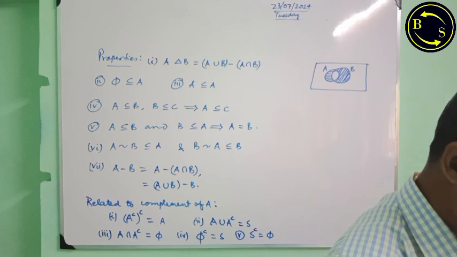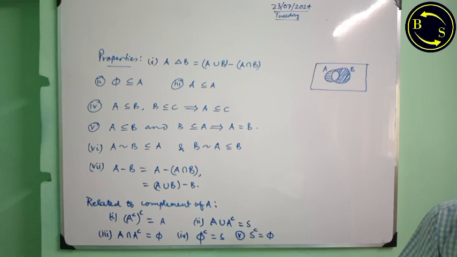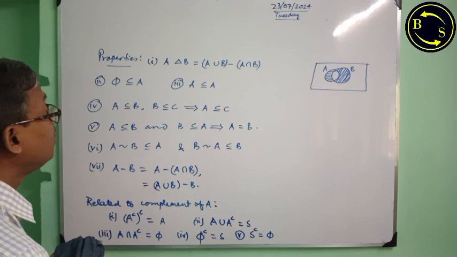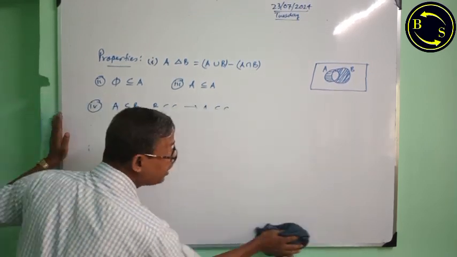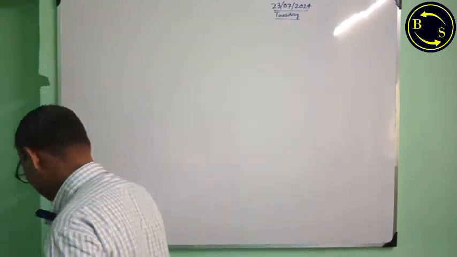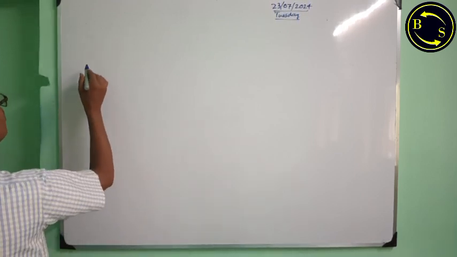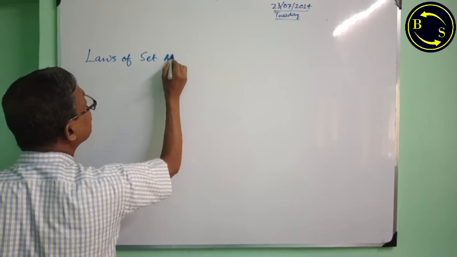Now we shall move to the laws of set algebra. We shall now write down serially the laws of set algebra, and also we shall prove and verify a few of the laws. First, let me write down the laws serially. Laws of set algebra.